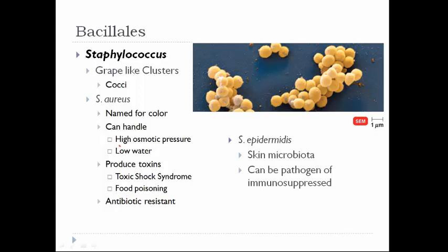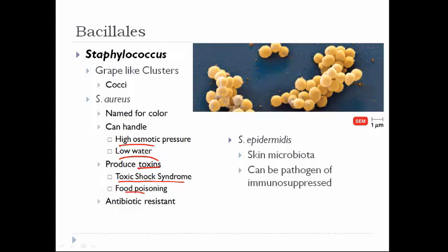It can handle high osmotic pressure and low water, which means it can survive on your skin. It actually produces toxins, and it causes toxic shock syndrome. Many of the ladies in class will actually have heard of this organism before because it is on the tampon labels. It is possible that using tampons can cause an overgrowth of Staph aureus and cause toxic shock syndrome. Staph aureus produces toxins that overload your immune system and make your immune system override itself or do more than it should, overreact. And so you end up with your own immune system, well, hurting you, possibly causing death.